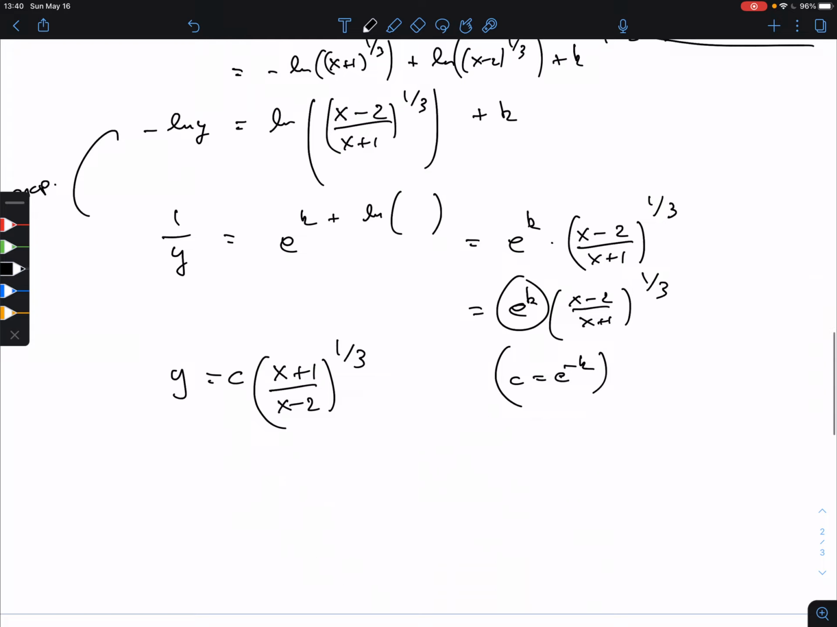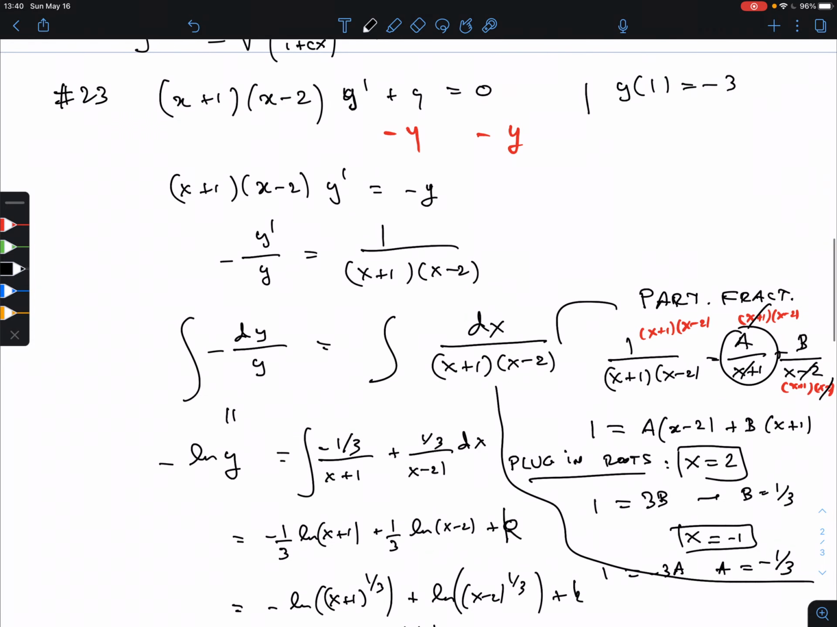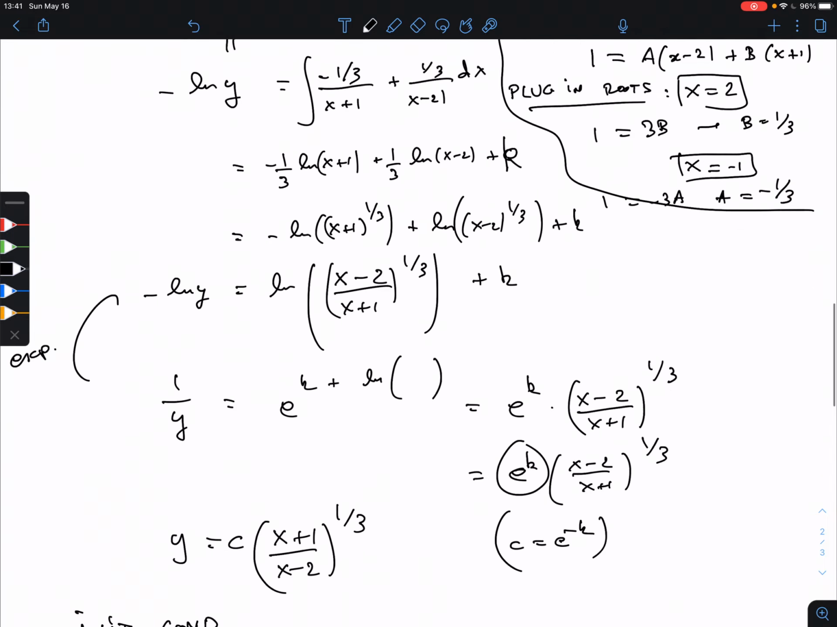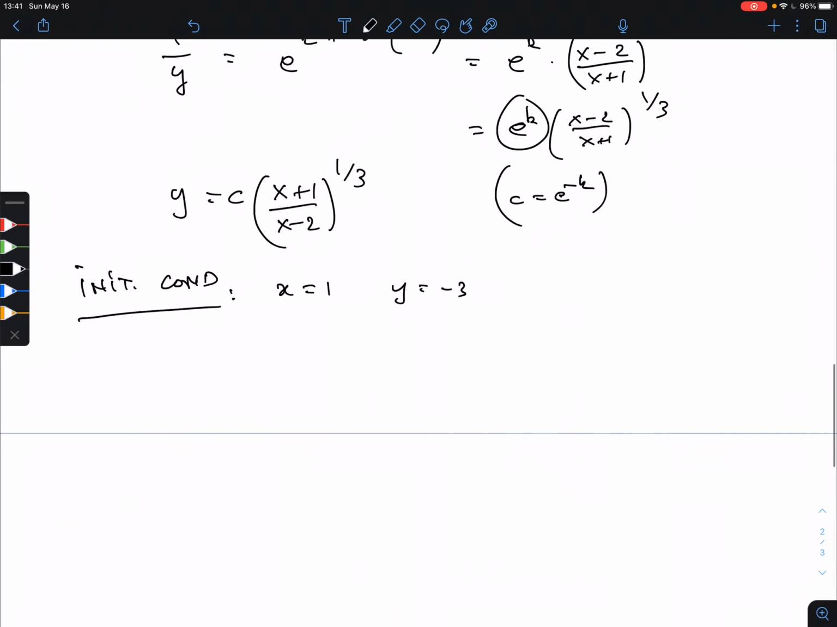That's the general solution, but there is an initial condition, and the initial condition is y(1) is -3. So the initial condition, if x is 1, then y is 3 or -3? -3. So okay, we plug everything in here. -3 equals c times 2 over minus 1 to the power 1/3.